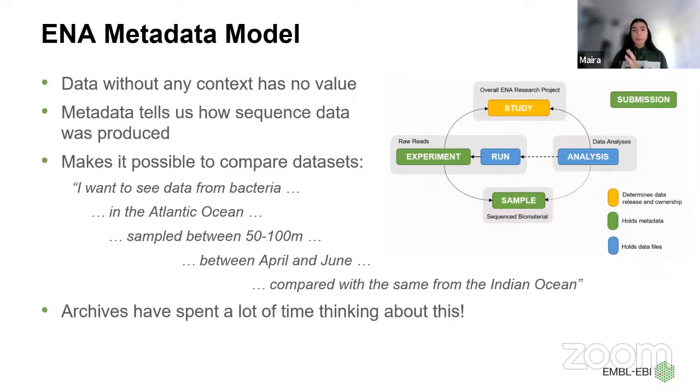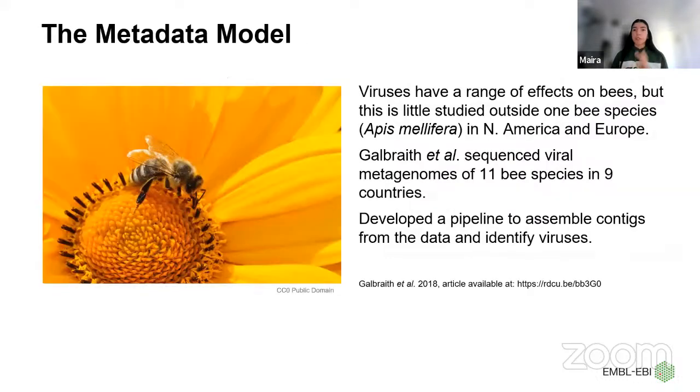And just to explain this in a little more detail, I'm going to give you an example. So this is an example of viruses in bees. Viruses have a range of effects in bees, and this was studied by one group where they sequenced viral metagenomes from 11 bee species from 9 countries. They also developed a pipeline to assemble these into contigs. So this right here, this description of what the project looks like, is our study metadata.